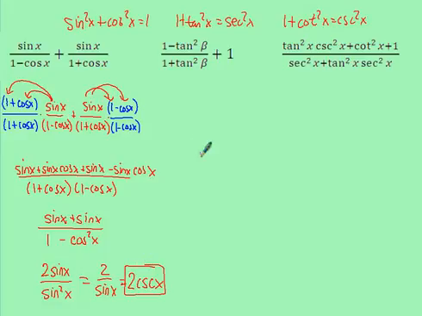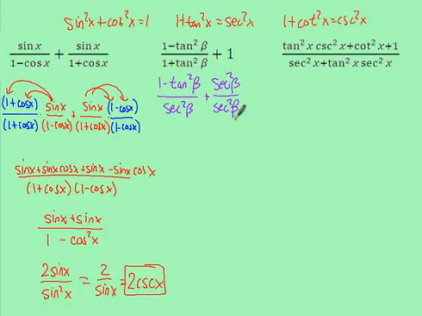Alright, let's take a look at the second example here. Whenever you can clean things up, clean them up. Right off the bat, 1 plus tangent squared beta is the same thing as just secant squared beta. So I'm going to rewrite this as 1 minus tangent squared beta over secant squared beta. And I'm going to add this 1, and since I want common denominators, I'm going to change the 1 into secant squared beta over secant squared beta. Keep in mind, anything divided by itself is just 1, so I'm just rewriting the 1.